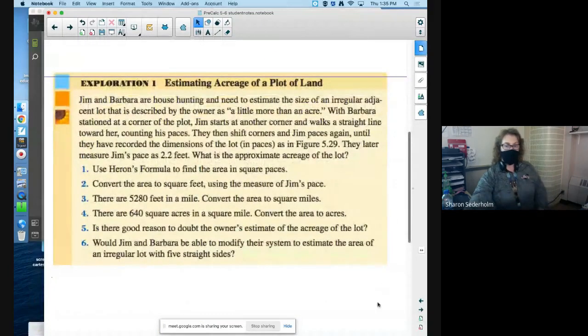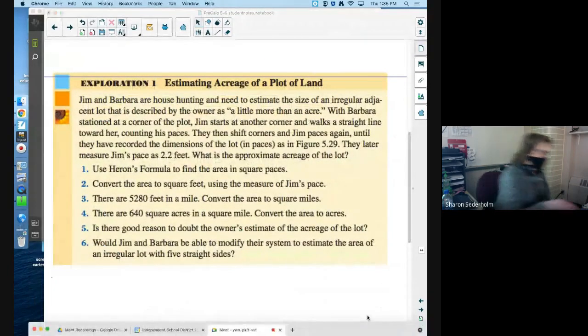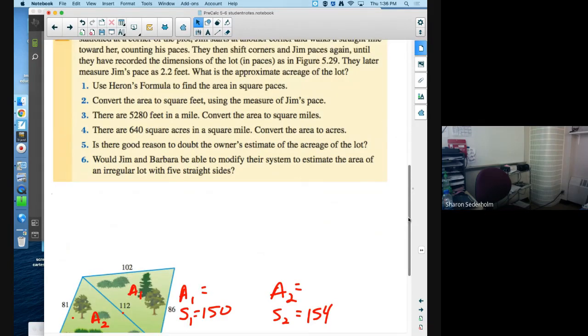Okay, pre-calculus students, we have one problem left to finish up, and it's not really a problem, it's the exploration from the beginning of the chapter. We have Jim and Barbara, they're house hunting. They need to estimate the size of an irregular adjacent lot that's described by the owner as a little more than an acre. With Barbara stationed at a corner of the plot, Jim starts at another corner and walks a straight line toward her, counting his paces. They then shift corners and Jim paces again until they've recorded the dimensions of the lot in paces, as in figure 5.29. So there's our little figure down there.